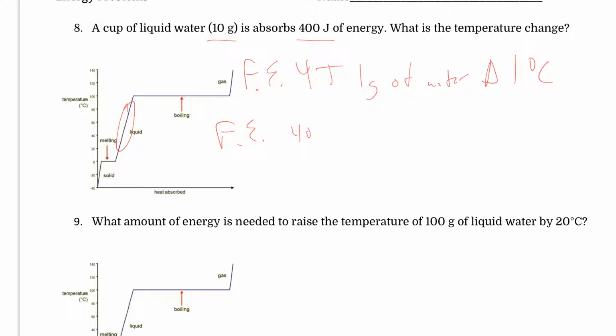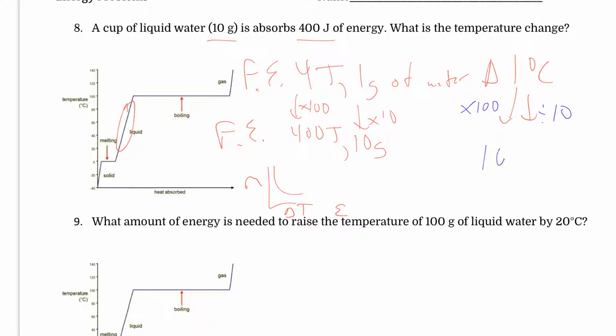We got 400 joules. And we got 10 grams. So this is times 10. And this is times 100. So we've got to figure out, okay, well, I know that mass and change in temperature are inversely related when energy is constant. And energy is not constant here, but for our purposes, we're going to need to do that. So this is divided by 10 and times 100. So our change is 10 degrees Celsius.